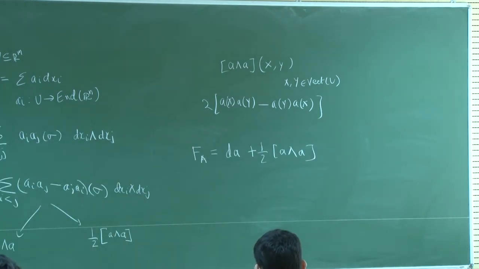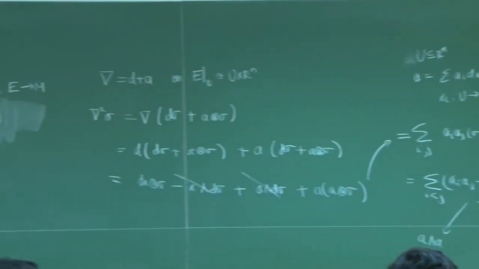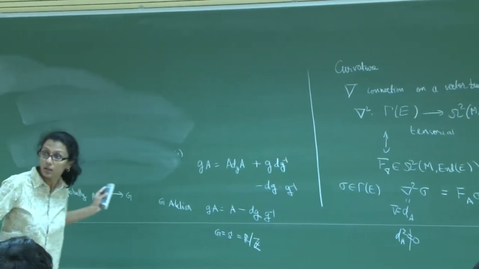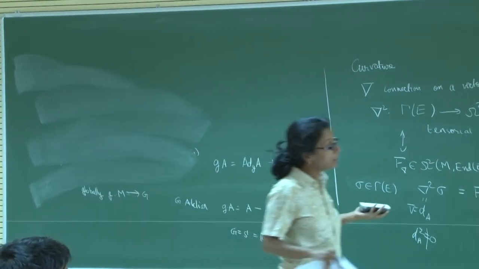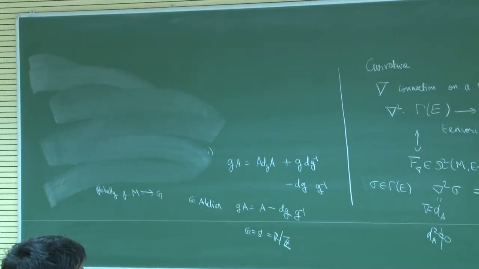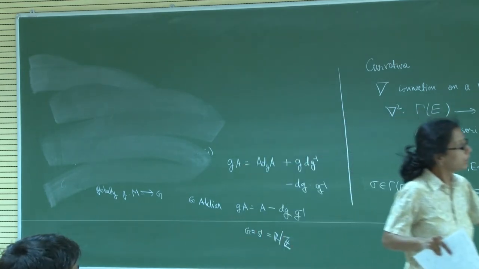Now there is also a way of viewing this in principal bundles. Any questions before I continue? Shouldn't that be the bracket of A comma A rather than A wedges? No, because A is a one form. So when you put two A's together, you are wedging it. Then how can we take the Lie bracket of one thing?